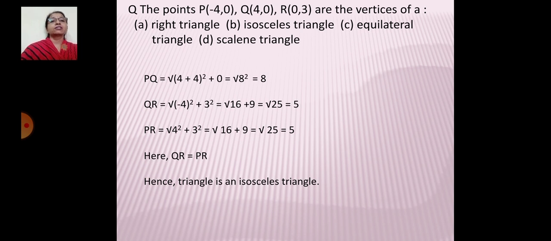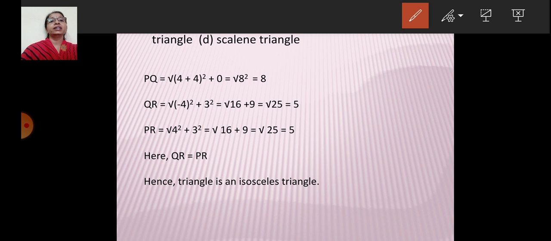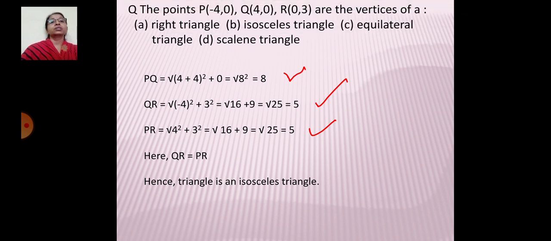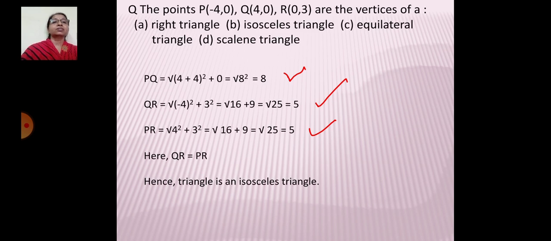Let us find out length PQ. Apply distance formula. PQ length you will get as 8 units, right? Then you find out QR. QR you will get as 5 units. PR again by distance formula 5 units. When you compare these three lengths, you will find QR is equal to PR. That means two sides are equal. Therefore the triangle is an isosceles triangle. So option B is the correct option. Okay, B, isosceles triangle is the correct option.